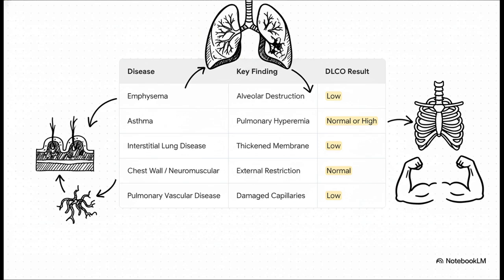Same thing for restrictive diseases. A low DLCO suggests the problem is in the lung tissue, like with interstitial fibrosis, but a normal DLCO tells you the lungs themselves are probably fine. The restriction is coming from outside, like a chest wall problem or a neuromuscular issue.